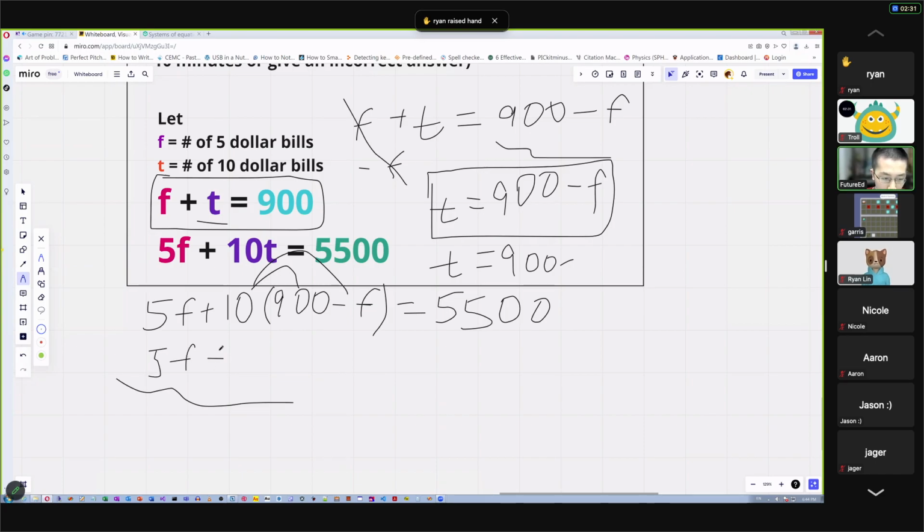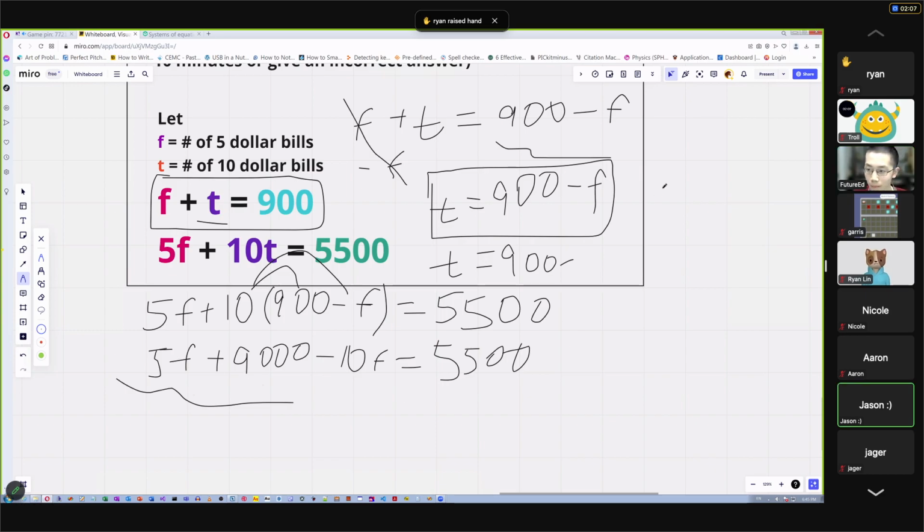So we have 5F plus 10 times 900, which is 9,000, minus 10F. Don't forget that 10F. Minus 10F is equal to 5,500. Okay, what's next, Jason? 2 minutes left.